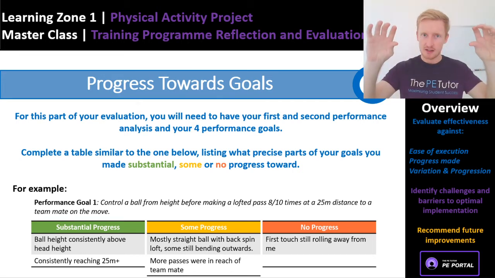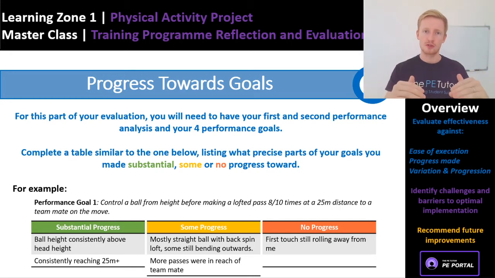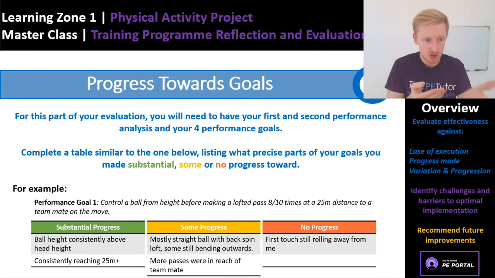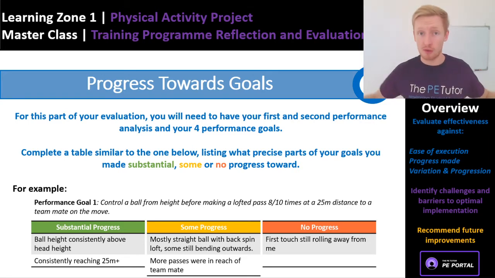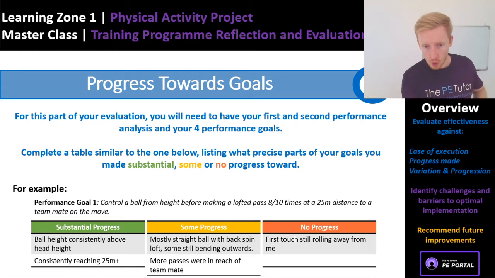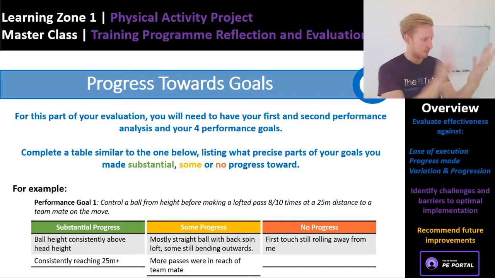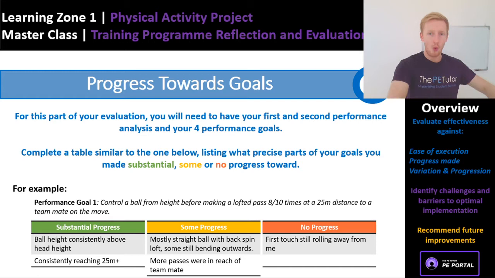We've got ease of access, ease of execution, then progress towards goals. How effective was your training program at eliciting substantial progress? We need to remember that when we are evaluating, we will have to talk about the downsides. So, no progress. I didn't make any progress in my first touch. Looking at my performance number 1 and performance number 2, the distance the ball was away from me after my first touch, there was no difference. So I didn't make any progress.